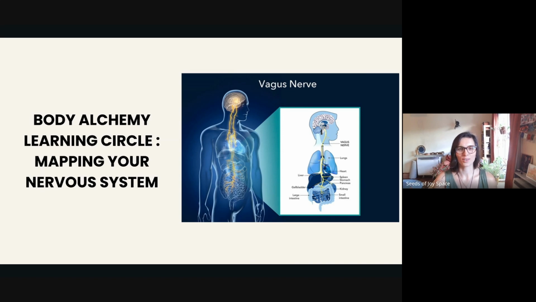Okay, so today in our Body Alchemy Learning Circle, we will be looking at the nervous system. And specifically, we are going to look at the Polyvagal Theory. And then you will get a chance to map your nervous system with a set of practical exercises. And this is going to be a very useful session to get to know yourself and your autonomic responses and how this affects your life.